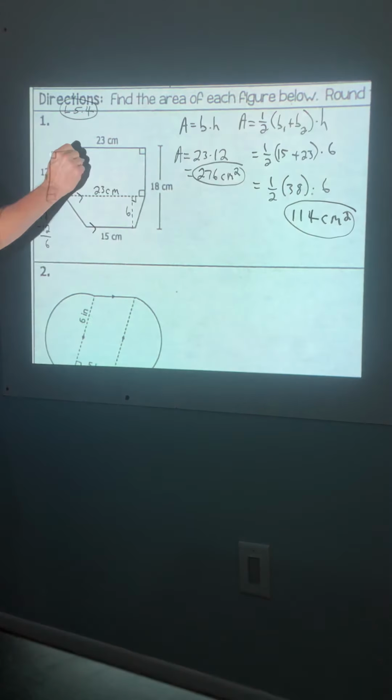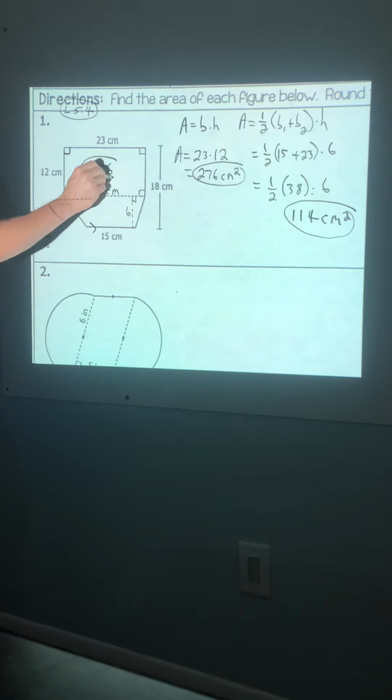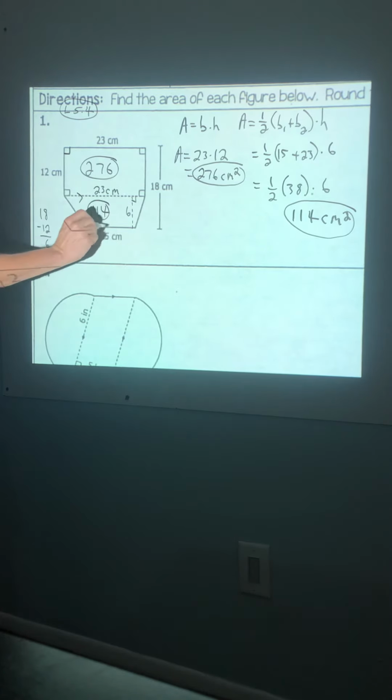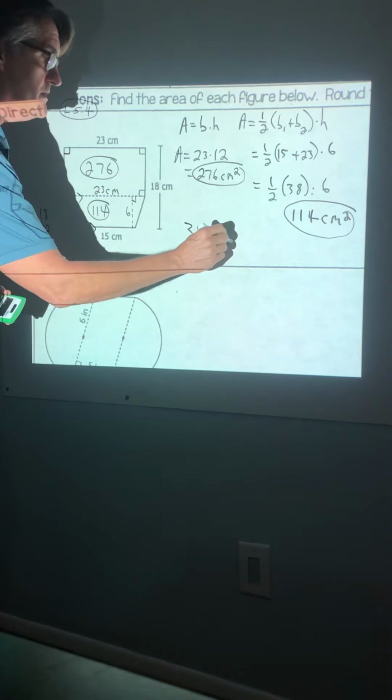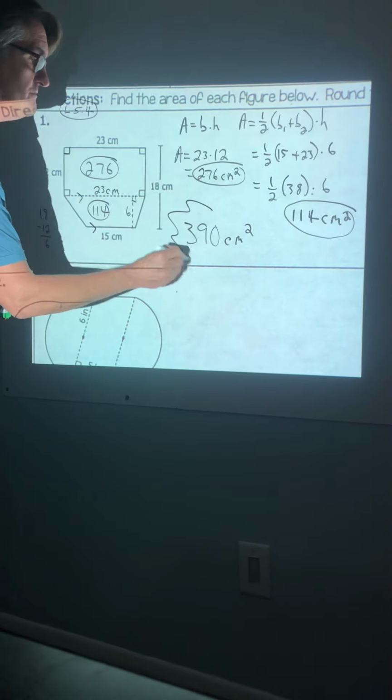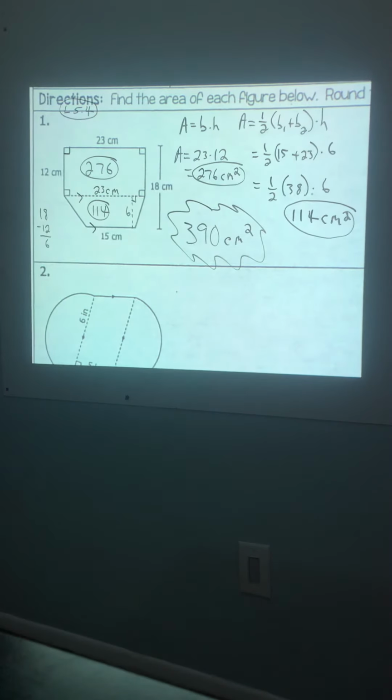Okay, so 276 is this room. 114 is this room, if you want to call it like a separate room. And then we're going to add those up and get the total area. So the final answer is 390 centimeters squared. Kind of interesting, huh? A little bit different. You're just going to divide up the given shape into 2 or more shapes. All right, let's try one more problem.